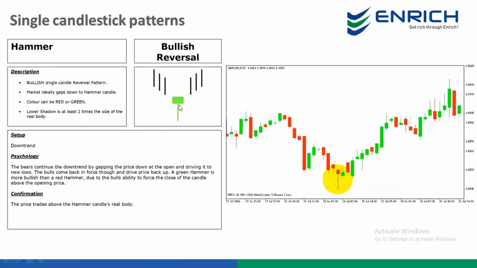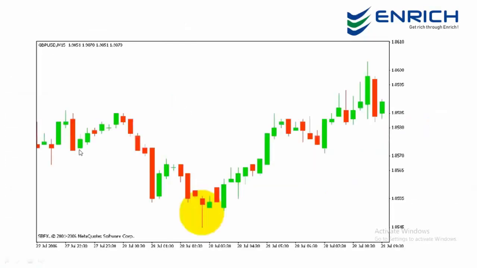This is a hammer. Why is it called a hammer? Because it looks like a hammer, right? So hammer is basically a bullish reversal pattern, which can be seen after a downtrend. You see, there is a downtrend and you see a hammer, right? It's a single candlestick pattern. The body of the hammer can either be red or green, okay? The color doesn't matter. What matters is where you see this pattern. If you see this pattern after a downtrend, you should know that this is a hammer, okay?